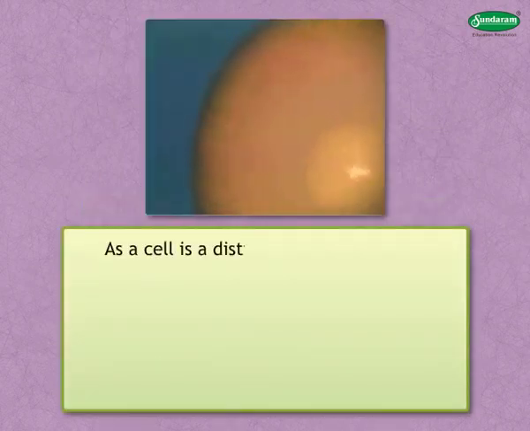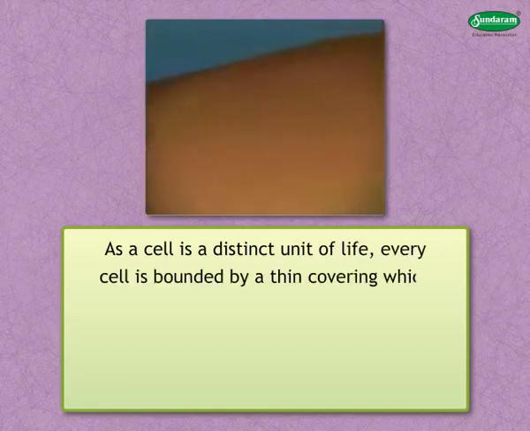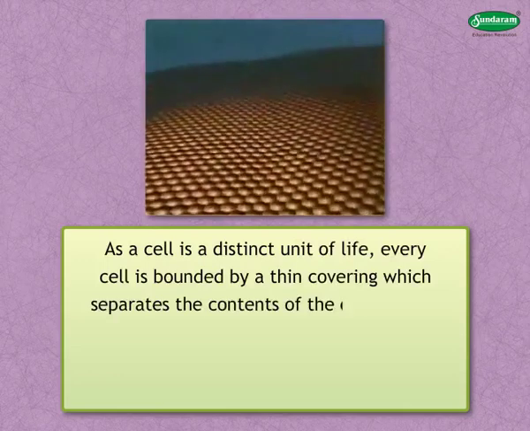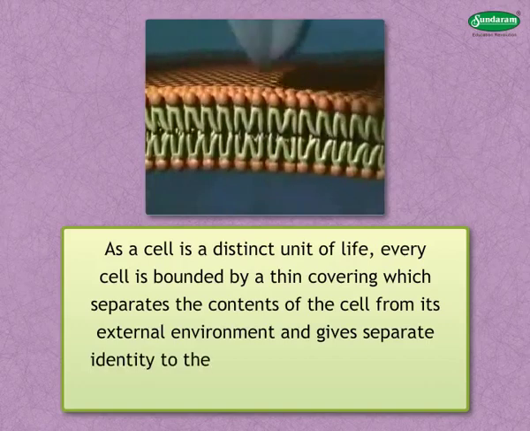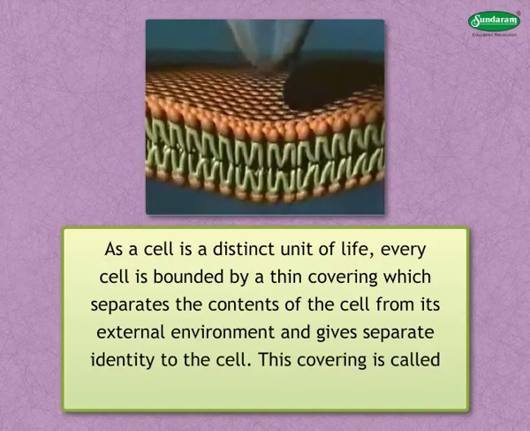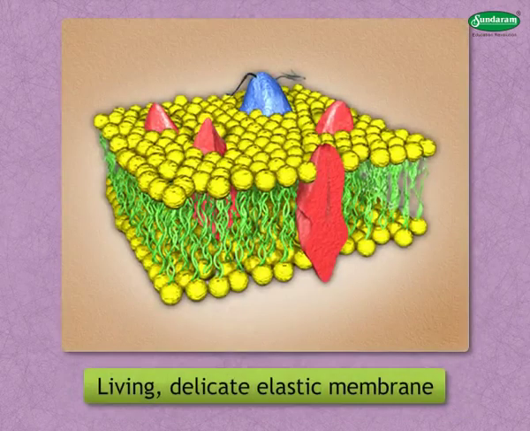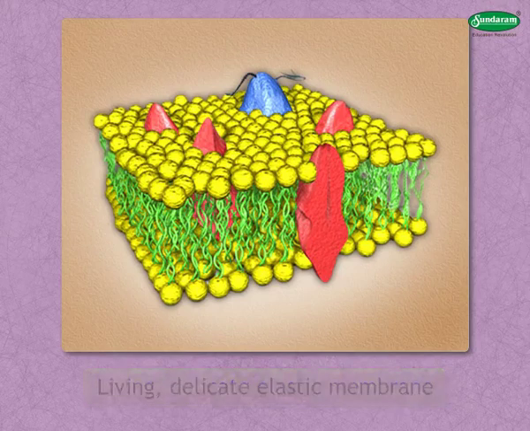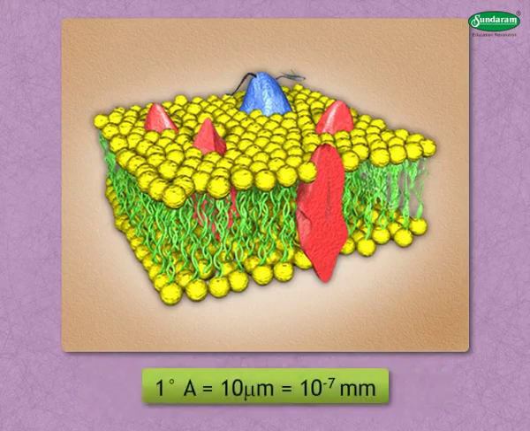As a cell is a distinct unit of life, every cell is bound by a thin covering which separates the contents of the cell from its external environment and gives separate identity to the cell. This covering is called plasma membrane. It is a living, extremely delicate elastic membrane of about 70 Angstrom thickness. 1 Angstrom is equal to 10 raised to minus 7 millimeter.